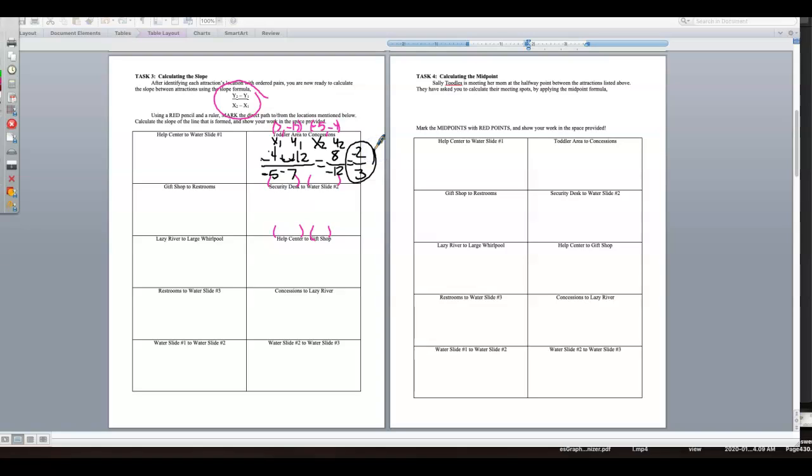Then I would do that for all of those different calculations that it asks me to. So that is task 3. Again, you'll take a picture and submit it under the task 3 assignment in Google Classroom. When you're finished with that, you can move on to task 5. I took out task 4 here because we didn't talk about calculating midpoint during the year, so that's why you will not have a task 4.